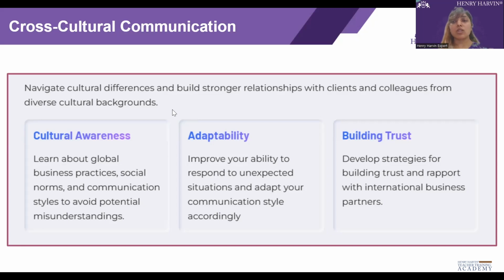Okay, so building trust, or develop strategies for building trust and rapport with international business partners. So certain phrases can be given to them, that in case you need to build your trust, in case you need to build rapport with your international business partners, how exactly you should talk. They don't like being very personal. They really love it if you know your product really well.